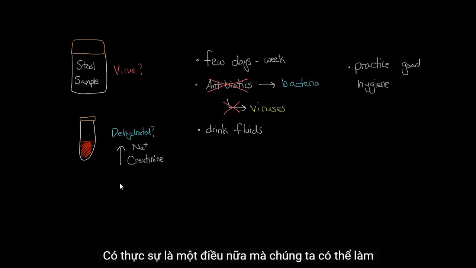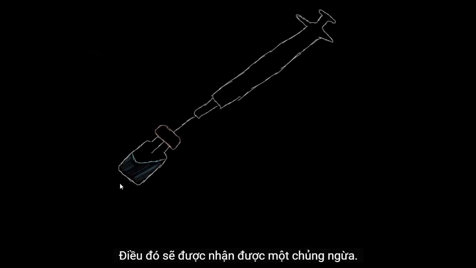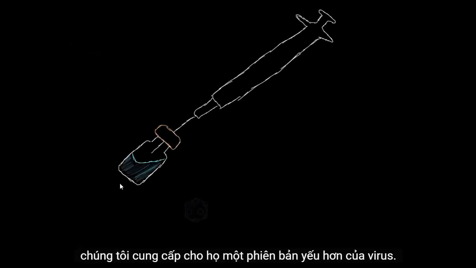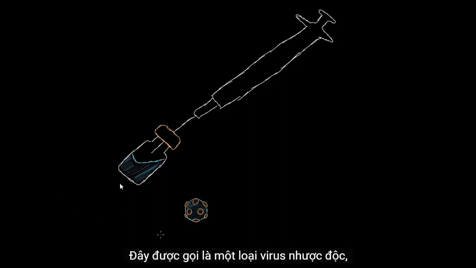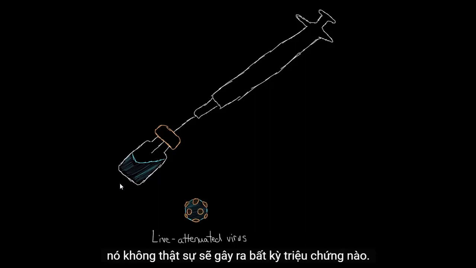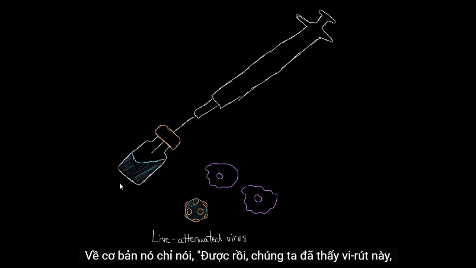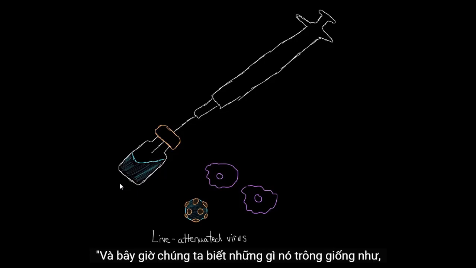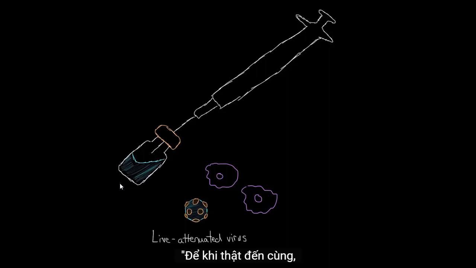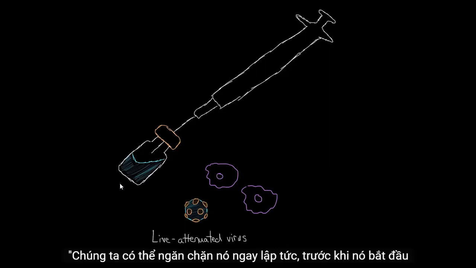But there's actually one more thing that we can do to potentially prevent getting gastroenteritis, and that would be getting a vaccination. So when we give someone a vaccination, we give them a weaker version of the virus. This is called a live attenuated virus. So when you inject it into someone, it's not really going to cause any of the symptoms. It's pretty weak and it's pretty benign. But what it will do is actually prep the immune system. So the immune system may come along and actually recognize this virus. And it basically just says, okay, we've seen this virus and now we know what it looks like. So that when the real thing comes along, we can stop it right away before it starts to cause any symptoms.